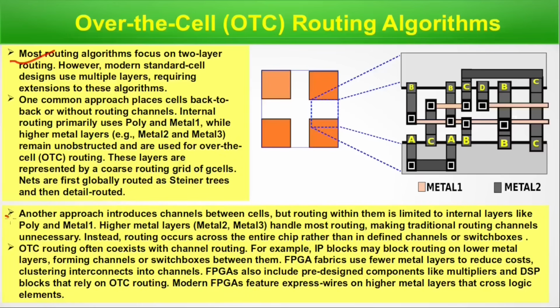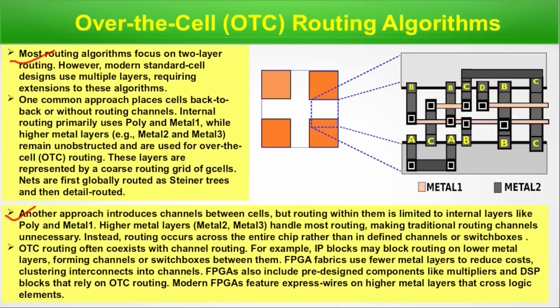Another approach introduces channels between cells, but routing within them is limited to internal layers like poly and metal 1. Higher metal layers, metal 2 and metal 3, handle most routing, making traditional routing channels unnecessary. Instead, routing occurs across the entire chip rather than in defined channels or switchboxes. OTC routing often coexists with channel routing. For example, an IP block may block routing on lower metal layers, forming channels or switch boxes between them.